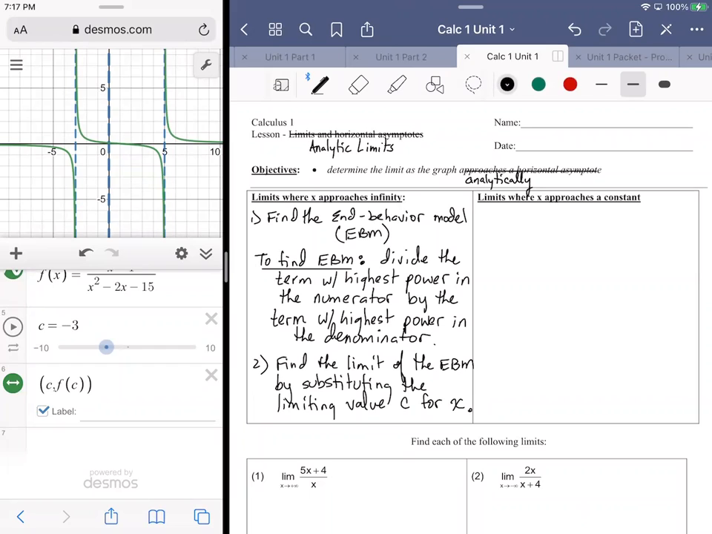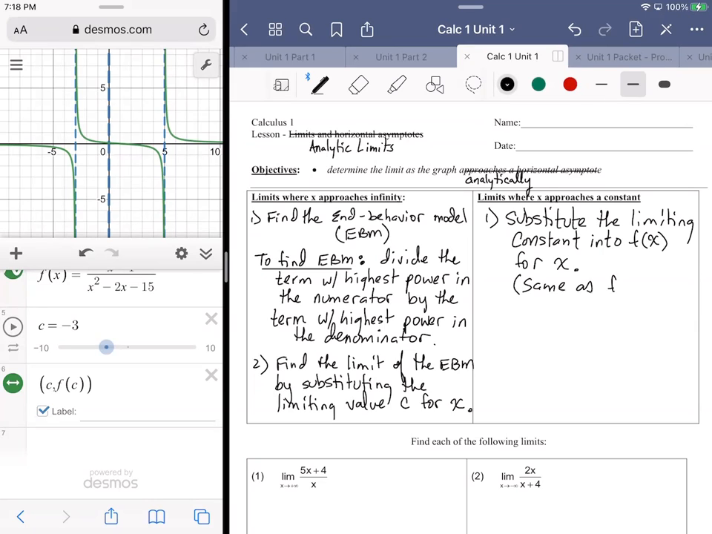So the technique is going to be to plug or substitute the limiting constant into f of x for x. So basically find f of c, if that makes any sense. Right? It's the notation way of explaining it. All right. Same as f of c. All right. Then it gets a little tricky, right?